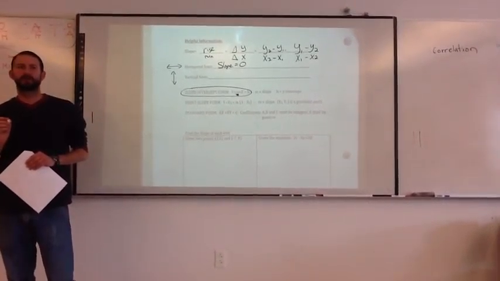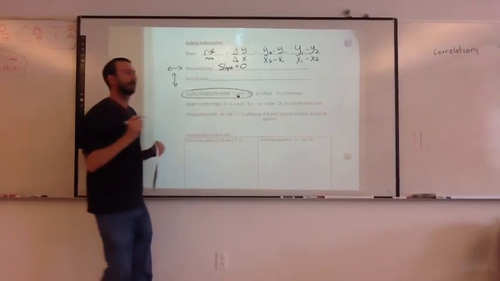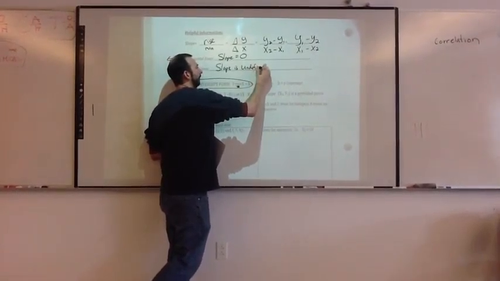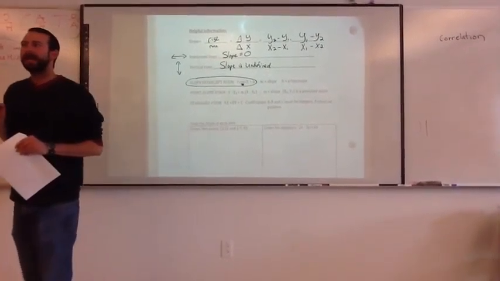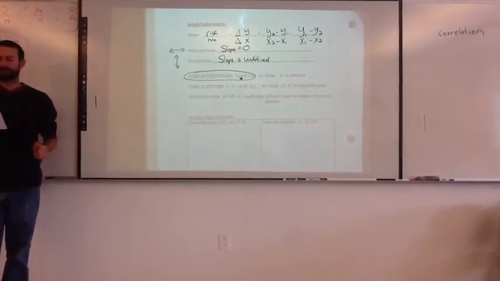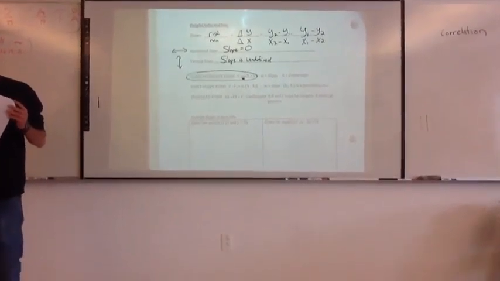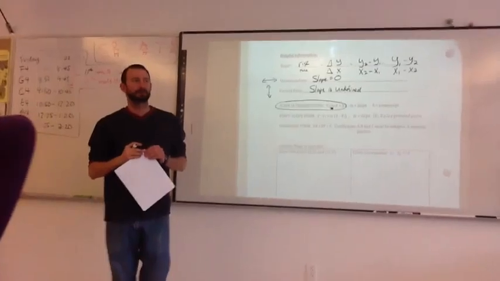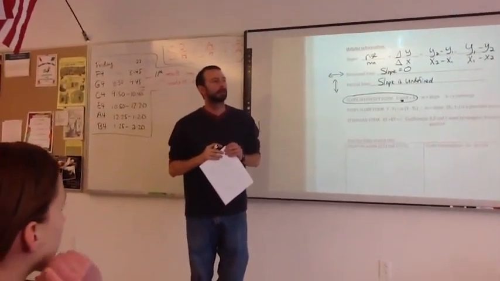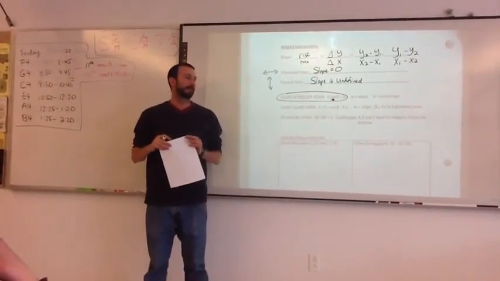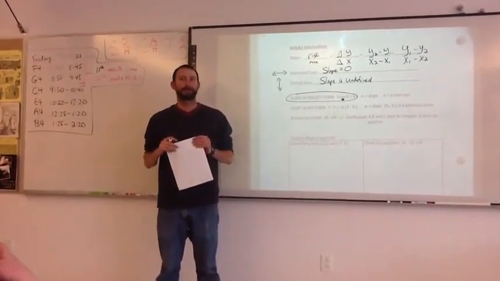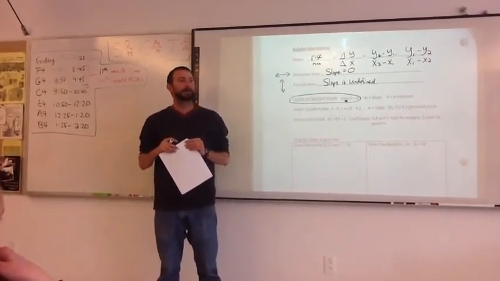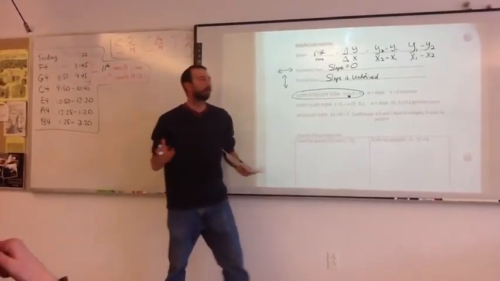What's true about the slope of a vertical line? If I were to write the equation for a horizontal line, what would it look like? Can you give me an example of the equation for a horizontal line? Y equals 2. What would be another example? Y equals 7. What would be another example? Y equals 0.